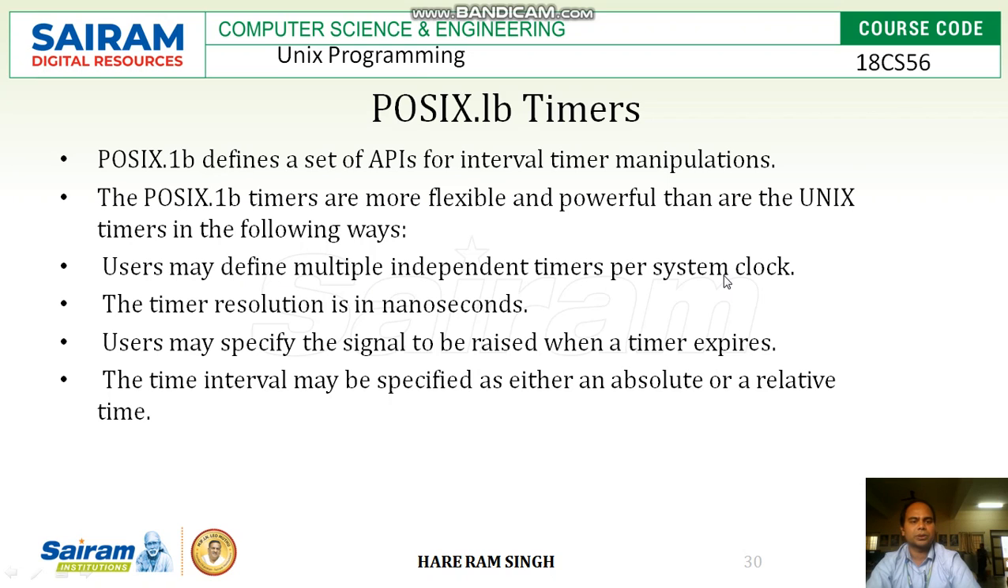Users may define multiple independent timers for the system clock. That is the first advantage. Second advantage, the timer's resolution is in nanoseconds. Third advantage, users may specify the signal to be raised when a timer expires. And fourth, the timer interval may be specified as either an absolute or relative timer. So these are the advantages of the POSIX.1b timers.